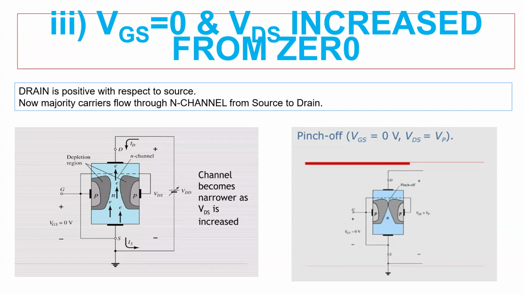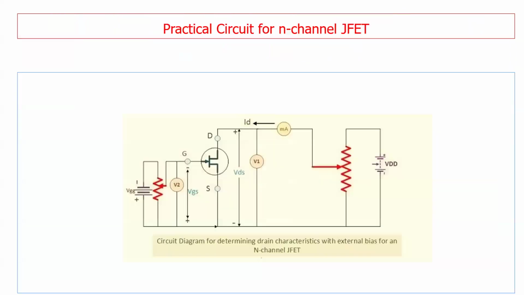Okay, so when VDS is VP, that is your pinch off voltage, ID becomes maximum. When VDS is increased beyond VP, the ID increases with an increase in VGS. So we can discuss the characteristics. For the characteristics, this is the practical circuit you are going to take, representing all the meters connected and the supply given. There are two characteristics which we are going to discuss.